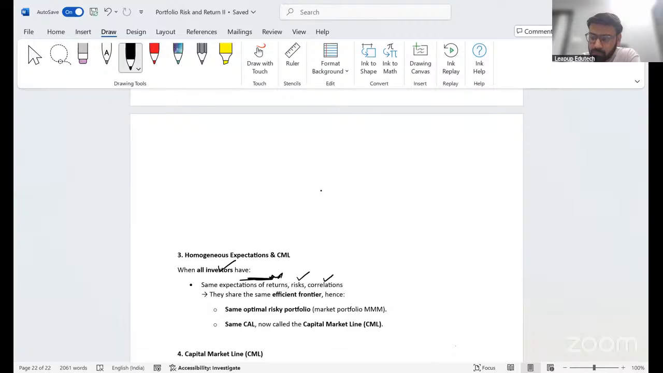Portfolio A for investor X and portfolio A for Shreyash, compare those two. Because the return expectation and the risk expectation are different, this A and this A differ. All right, sir. Fair enough. Let's move forward.